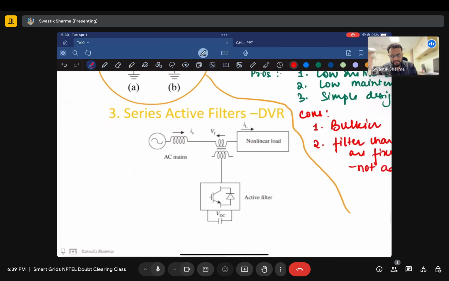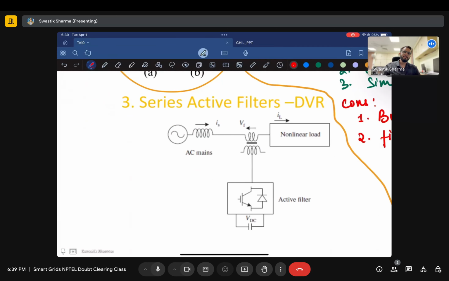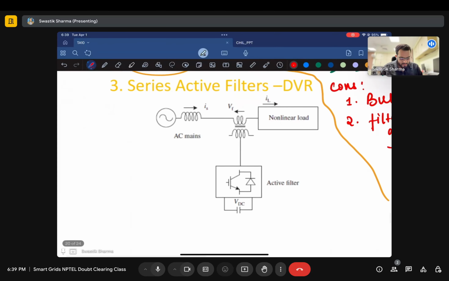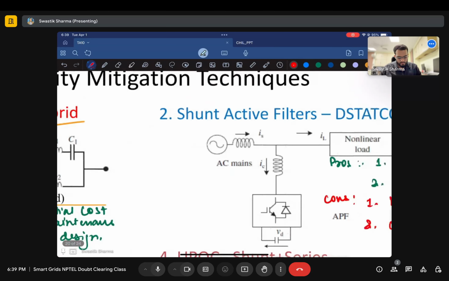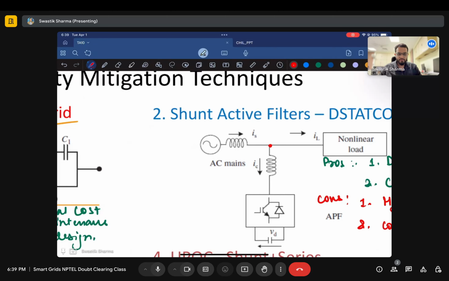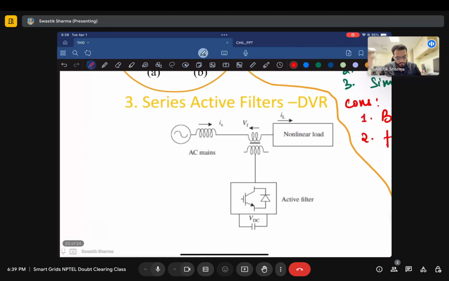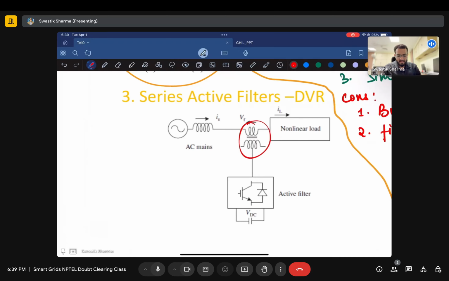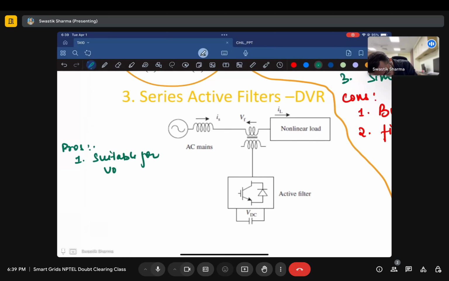Then you have series active filters. These series active filters are suitable for your voltage quality issues. It is again a series connected device where, instead of being directly connected across your nonlinear node, you use a sort of voltage enhancer or a transformer and then connect your filter across it. So the pros are: suitable for voltage quality.